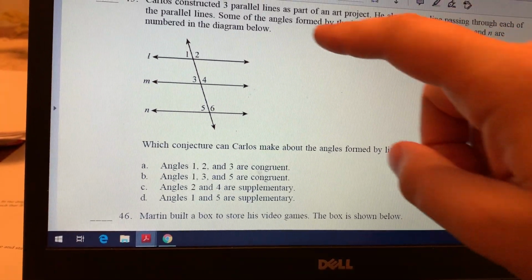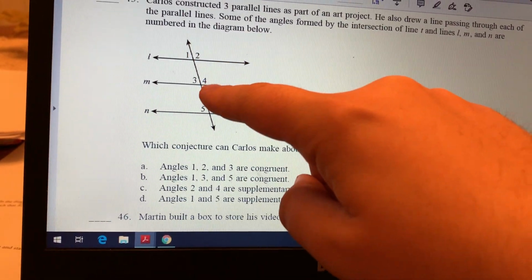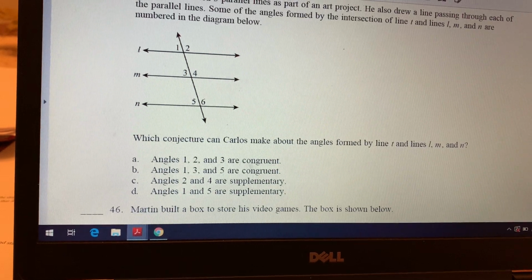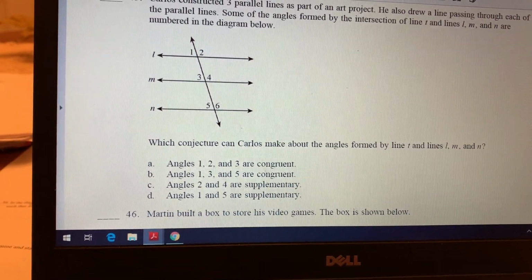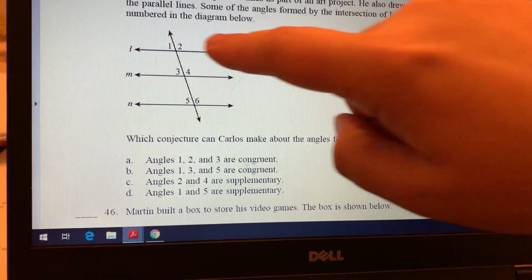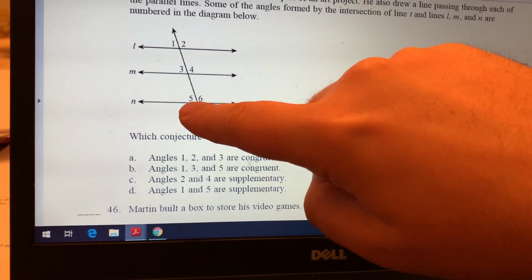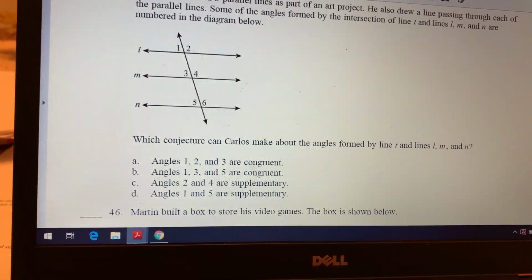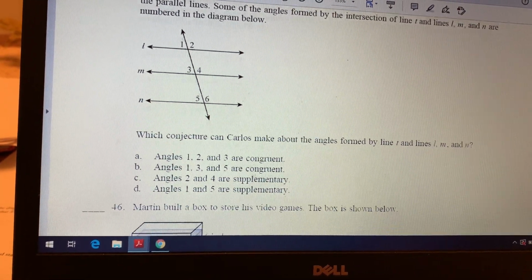2 and 4 are supplementary. Again, those are in the upper right hand, so I forgot to say the relationship on the last one. Those correspond as 1, 3, and 5 do. Corresponding angles are congruent, not supplementary. And 1 and 5, same idea. Even though we skipped down here, it's still in the upper left, so they still correspond, which would be congruent. So our answer choice there is B.